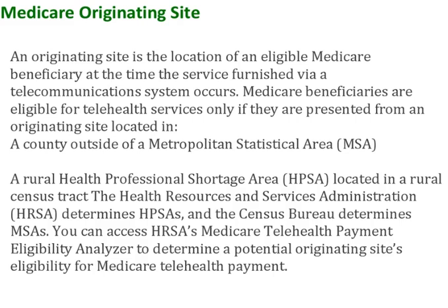Now, according to their guideline, Medicare beneficiaries are eligible for telehealth services only if they are presented from an originating site located in a county outside of a Metropolitan Statistical Area, or the MSA. Now, how would you know if your patient is outside the MSA, right? The Rural Health Professional Shortage Area, or the HPSA, is located in a rural census tract. These are actually the HRSA. They determine the HPSAs, and the Census Bureau determines the MSAs. You can access HRSA's Medicare telehealth payment eligibility analyzer to determine a potential originating site's eligibility for your Medicare telehealth payment. And here's the link.